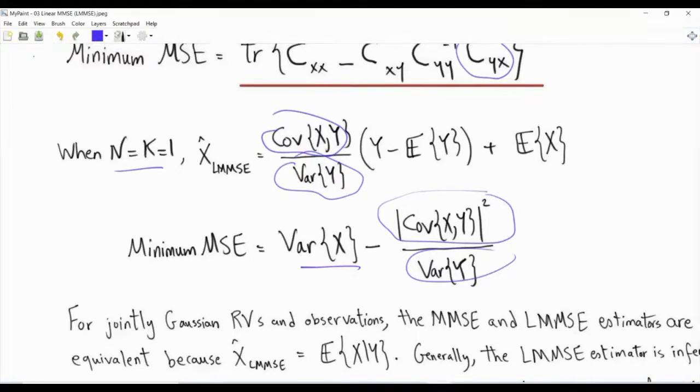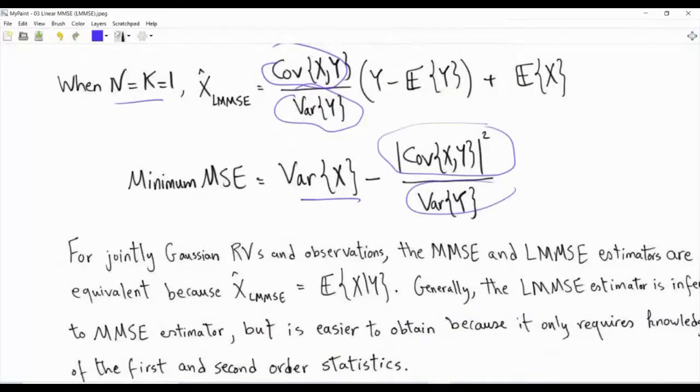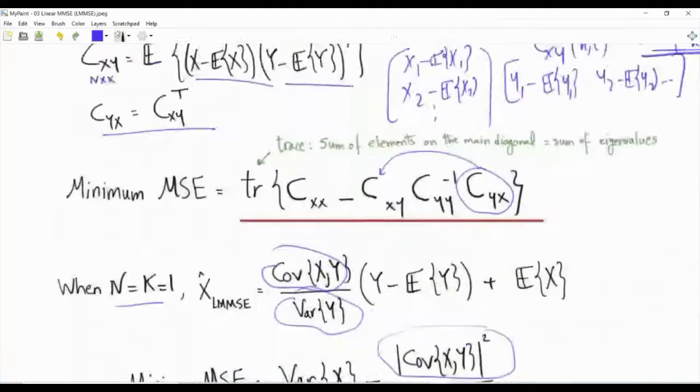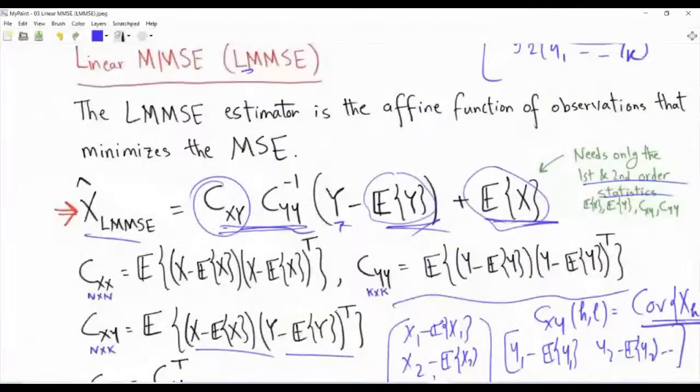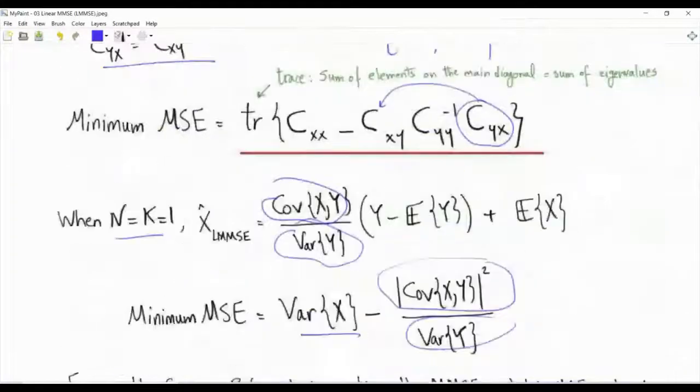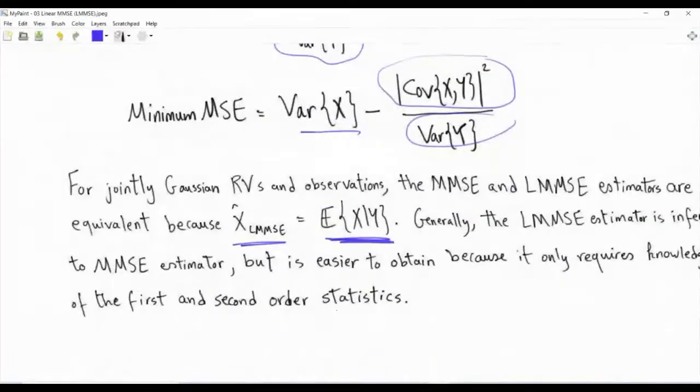For jointly Gaussian random variables, if you go and compute the difficult thing, which is the expectation of X given Y, you will get a function that is exactly this one, which is used for LMMSE. For these, LMMSE is the same as MMSE. Again, this happens if vector X and vector Y are jointly Gaussian.